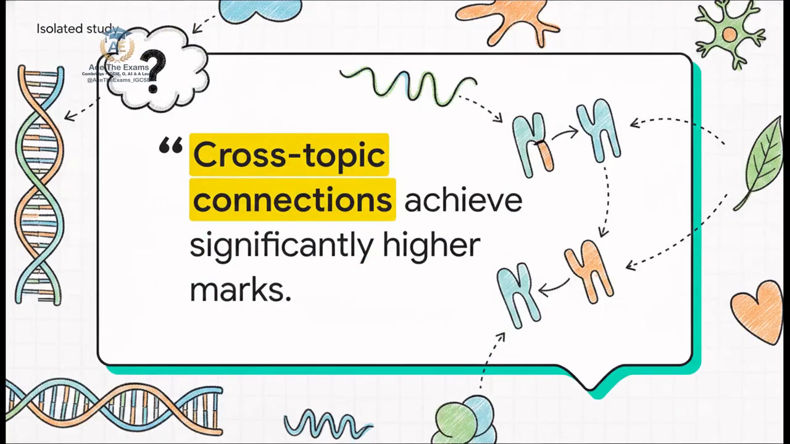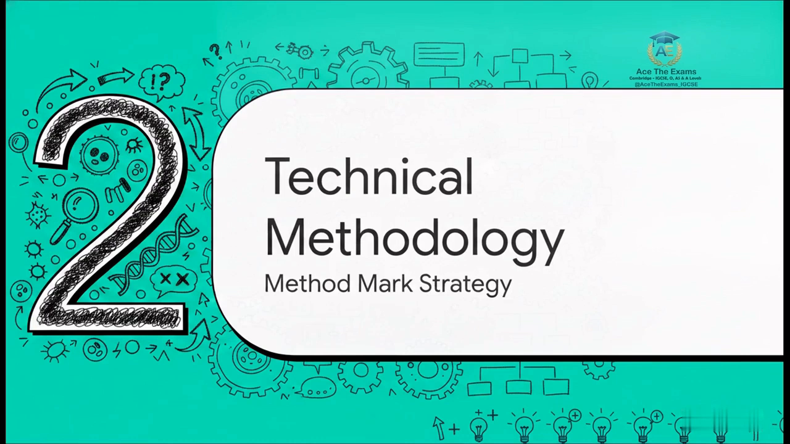And that brings us to this brilliant point. The whole theoretical architecture of this topic rests on integration with other syllabus areas. The examiner reports are practically shouting this at us. Isolated study will cost you the top band. You really have to understand the causal relationships and exactly how homologous chromosomes connect to the wider biological concepts across the entire 9700 syllabus. All right, moving right along to Section 2, the technical methodology.